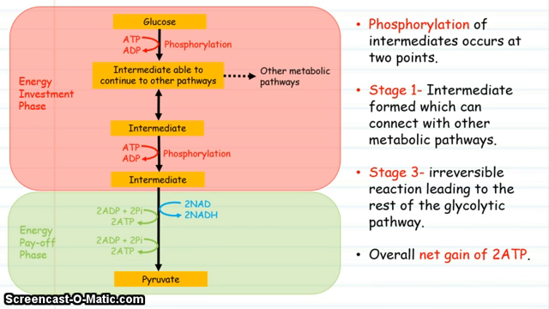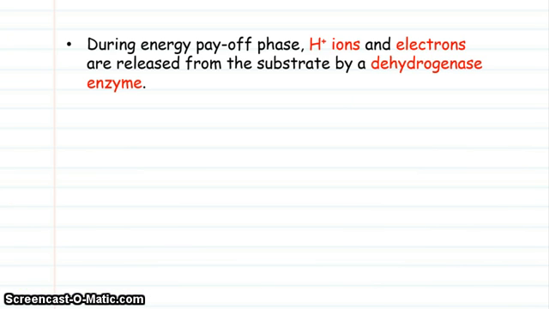So, stage 1, phosphorylation of glucose to produce an intermediate that can follow other metabolic pathways. Stage 3 here, this is an irreversible step leading to the rest of the glycolytic pathway producing pyruvate. So 2 ATP are used at the beginning of glycolysis, but 4 ATP are produced. So that's an overall net gain of 2 ATP from glycolysis.